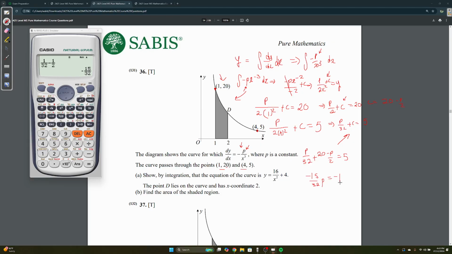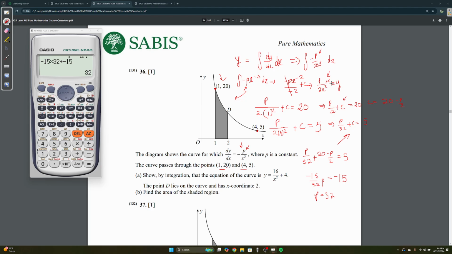5 minus 20 is negative 15. And you can solve this equation very easily. Negative 15 multiplied by 32 divided by negative 15, you get 32. So p is equal to 32. Now we also need c, right? Because we got p over 2 plus c. We found p, we need c.